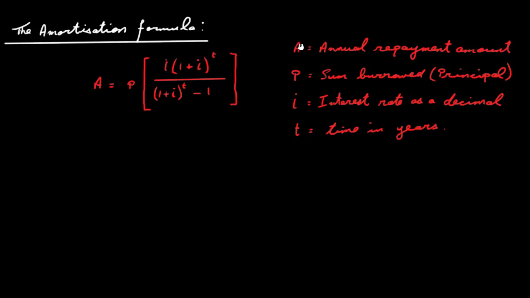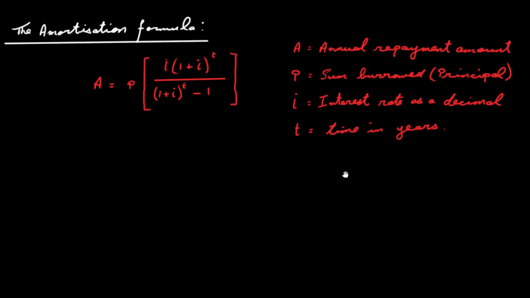It can also be defined as the sum of the present values of all future repayments. So if you take all of these A's that you're going to pay back at the end of each year, find their present values, what they're worth today, add them up, they should equal the loan amount. I here is the interest rate as a decimal, and T is the time in years. We're going to talk about time periods of years here.